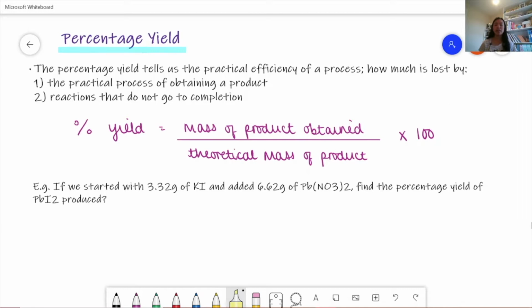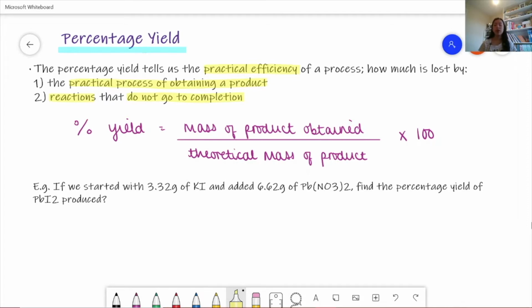Now we're going to have a look at percentage yield. What the percentage yield tells us is basically the practical efficiency of a process. So how much is lost by the practical process of obtaining a product, and also by the reactions that don't go to completion. Sometimes we get reversible reactions, or sometimes they're in equilibrium, so we don't get the reaction which fully goes to form all the products. And so the percentage yield can be calculated by doing the mass of product obtained over the theoretical mass of the product multiplied by 100.